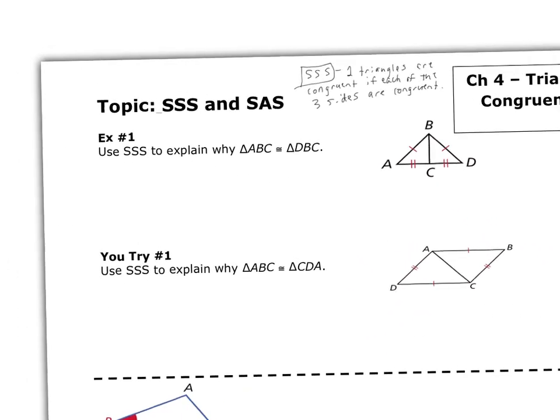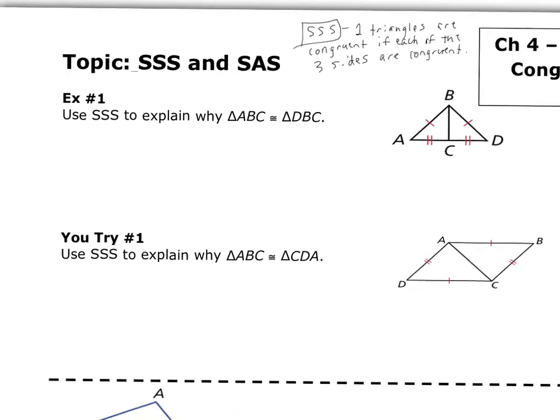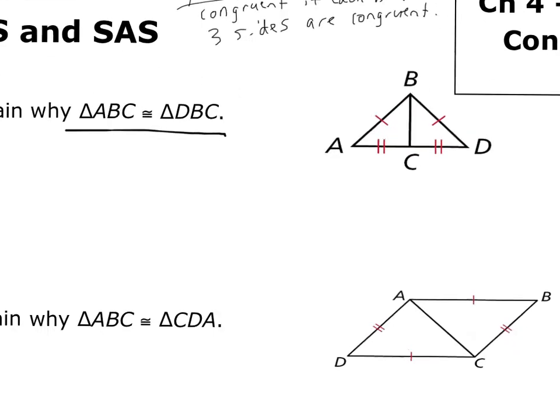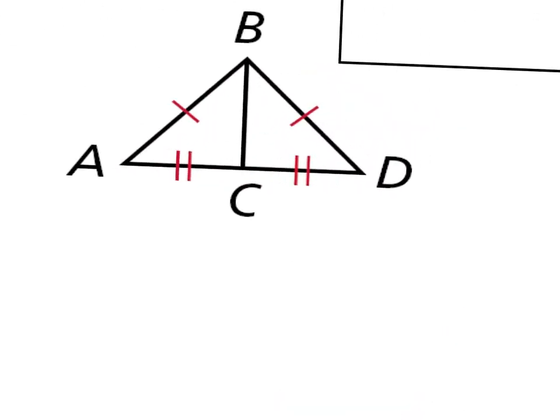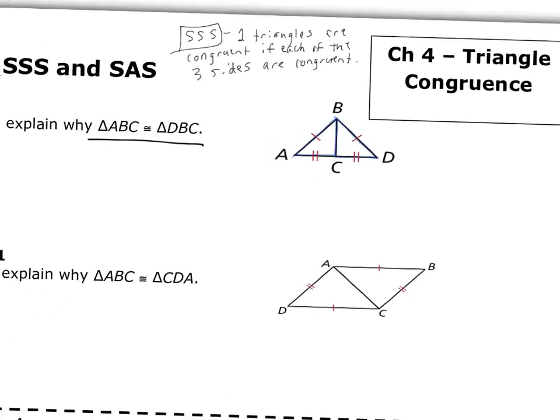Okay, so if we look at this example 1, it says we want to use SSS to explain why triangle ABC is congruent to DBC. So we want to explain why in this triangle ABC is congruent to DBC. Okay?